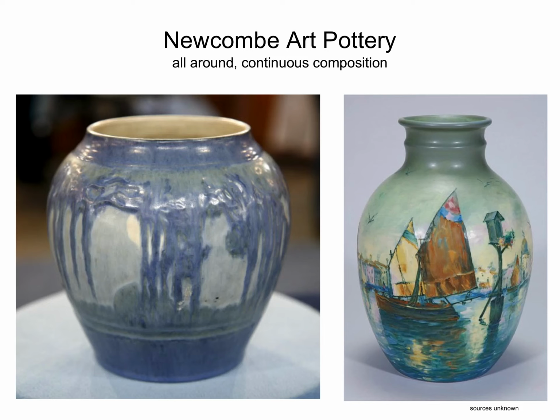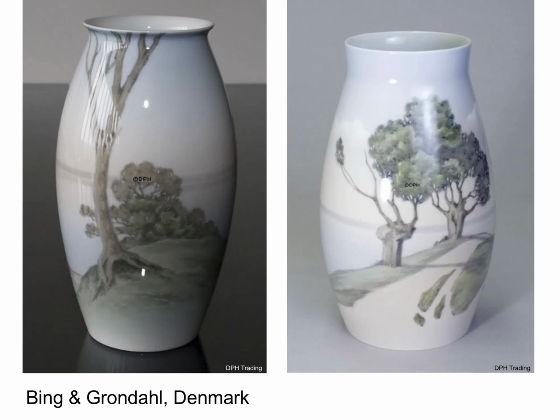One thing I want to bring to your attention, which I discuss in the reading much further, is all around continuous composition. I've brought that up with Greek Attic pottery before. Those are two examples from Newcomb pottery from the United States. What happens when we experience something like a landscape in the round, where the landscape is continuous all around the object? I'm just showing you those examples. I won't go further into it.